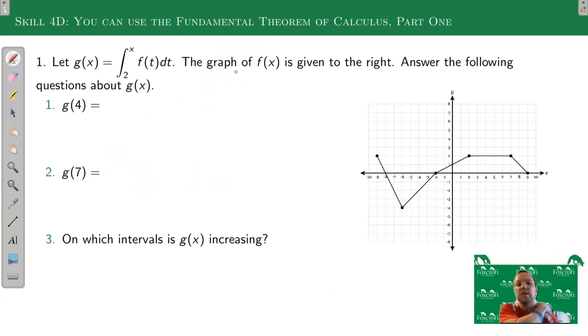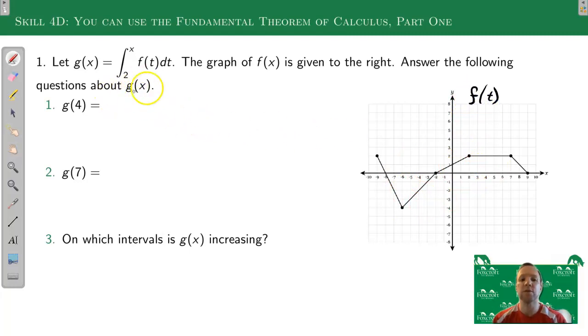All right, our next skill is using the first part of the fundamental theorem of calculus, which is about accumulation functions. So this first question is about what is an accumulation function, what do they mean? All right, so we have g of x, which is accumulating from 2 to x of this f of t. And f of t is the graph that's shown over here. So just make sure we're careful with that.